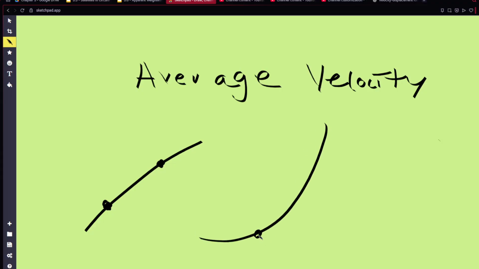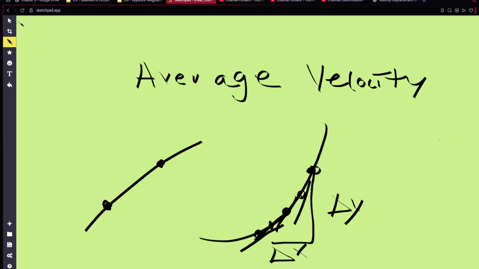But when it's a curve, we're using average rate of change simply because the delta y and delta x, the slope isn't the same at all points. Here the slope is here. Sorry, that's not right. The slope would be there. Here it'd be even steeper, and so on and so forth. So yeah, that's the logic there.